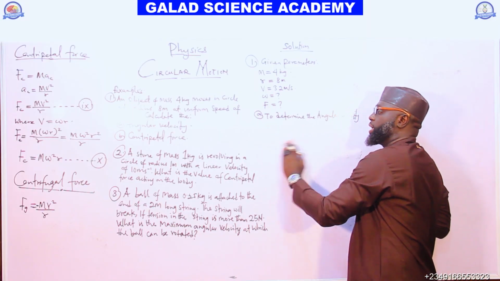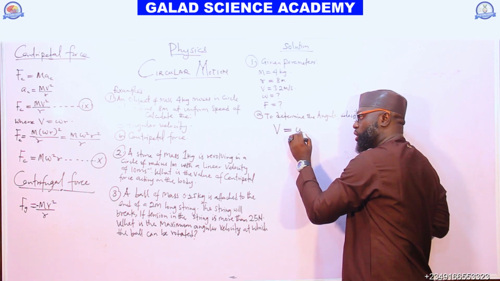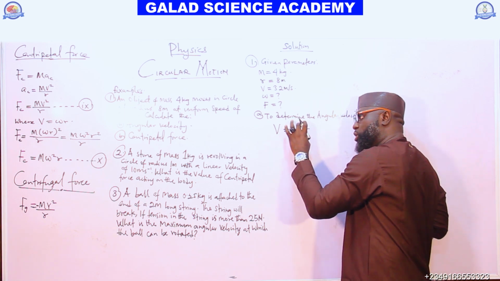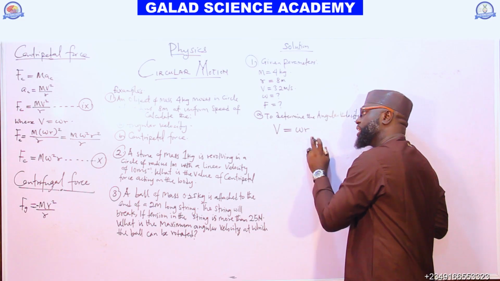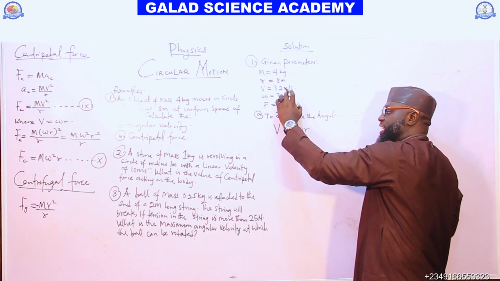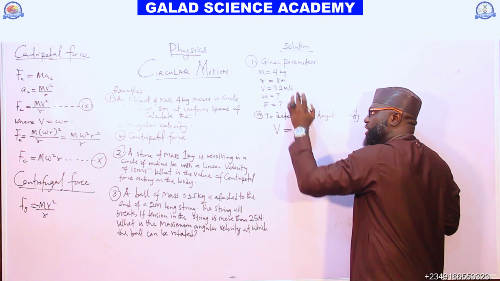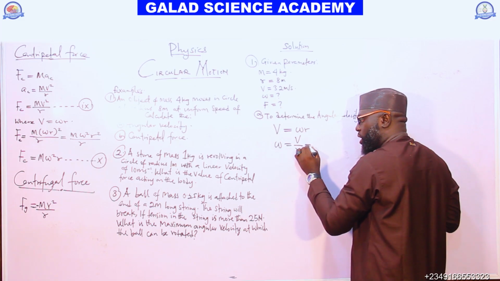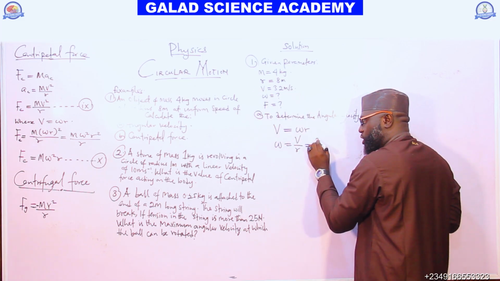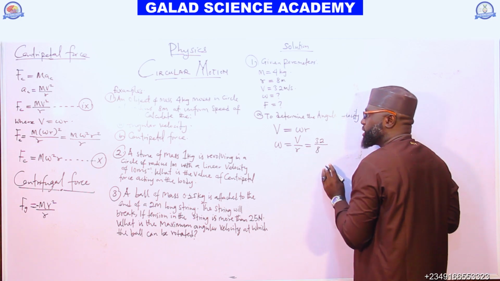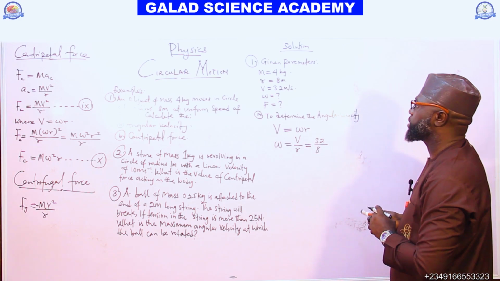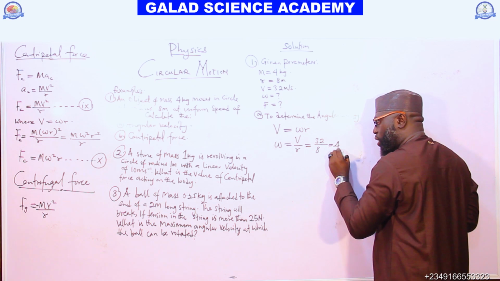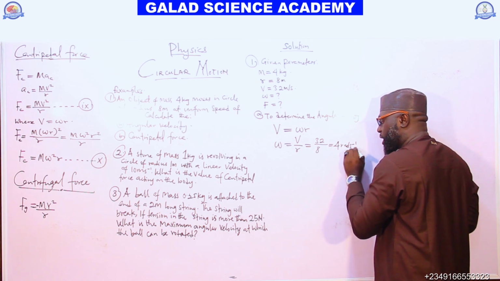Sorry, this is a mistake. Linear velocity is the product of angular velocity and the radius. So we are given linear velocity and we are given radius, and we are looking for the angular velocity. So the angular velocity is v over r. V given here is 32. R is 8. 32 over 8 will be 4. We have 4 radian per second.